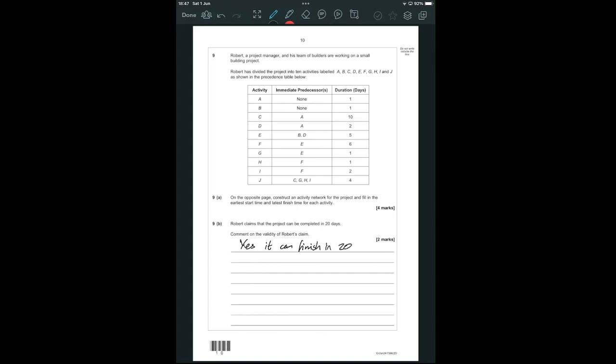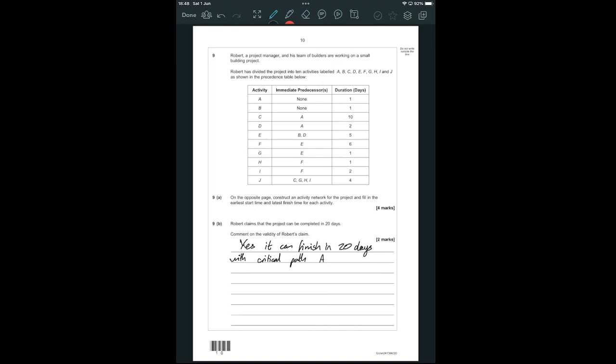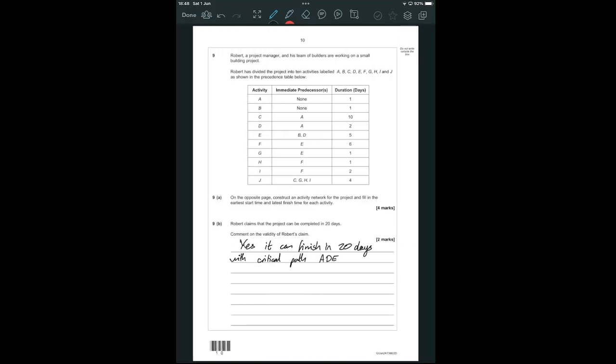Now 2 marks makes me feel a bit uneasy that that's enough, so I'm also just going to put in the critical path. Whether I get the mark for it or not is no effort. With critical path, we're looking for things where the start plus the duration is the final. So that is that sequence there. A, D, E. Gosh, that's a lot of letters. A, D, E, F, I, J.